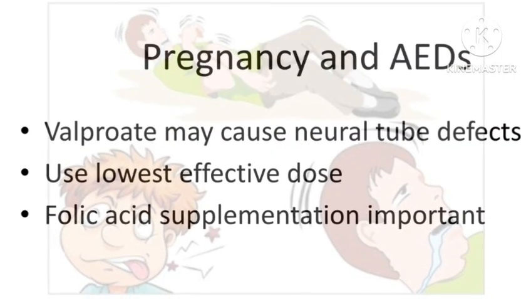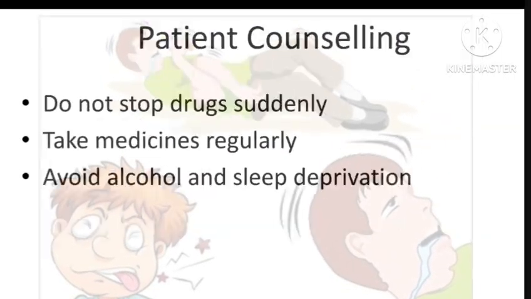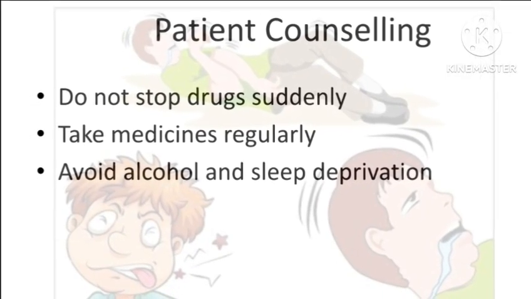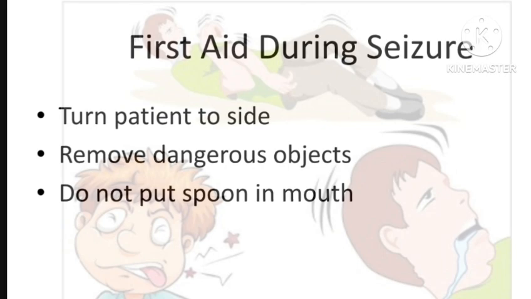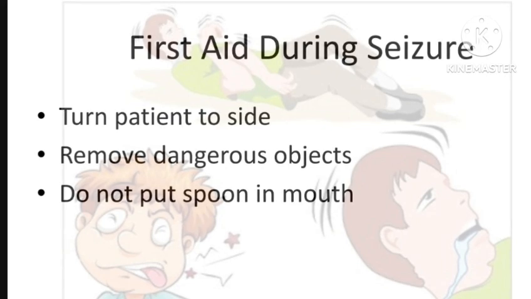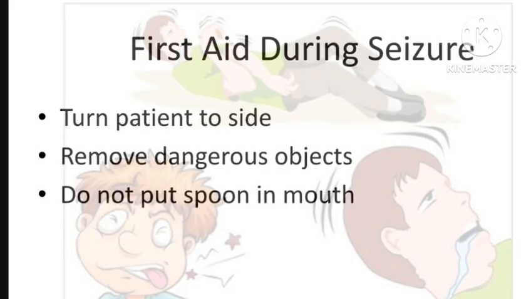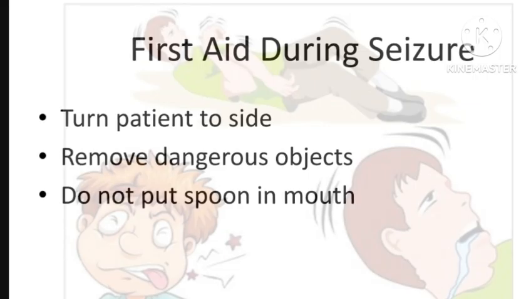Then topiramate is a sodium channel blocker, and it increases GABA and reduces glutamate activity. It is used for epilepsy and migraine prophylaxis. The adverse effects are cognitive slowing, kidney stones, weight loss, and tingling sensation. Students often remember this: topiramate makes people slow, because patients may complain of difficulty concentrating.